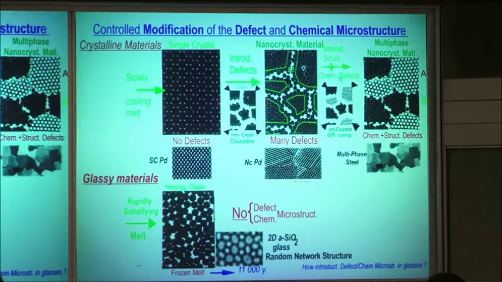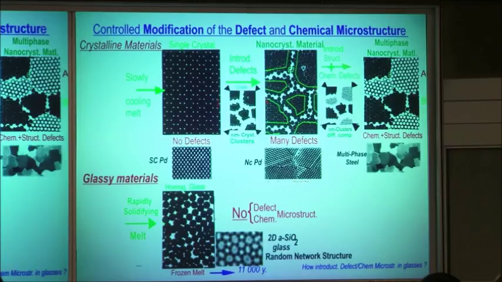And of course, we can also introduce defects, structural defects and chemical defects, by taking tiny nanometer-sized crystals of different chemical compositions and bringing them together. Then what we get is a multi-phase nanocrystalline material, and this is a single-phase nanocrystalline material. I was showing you some example things.